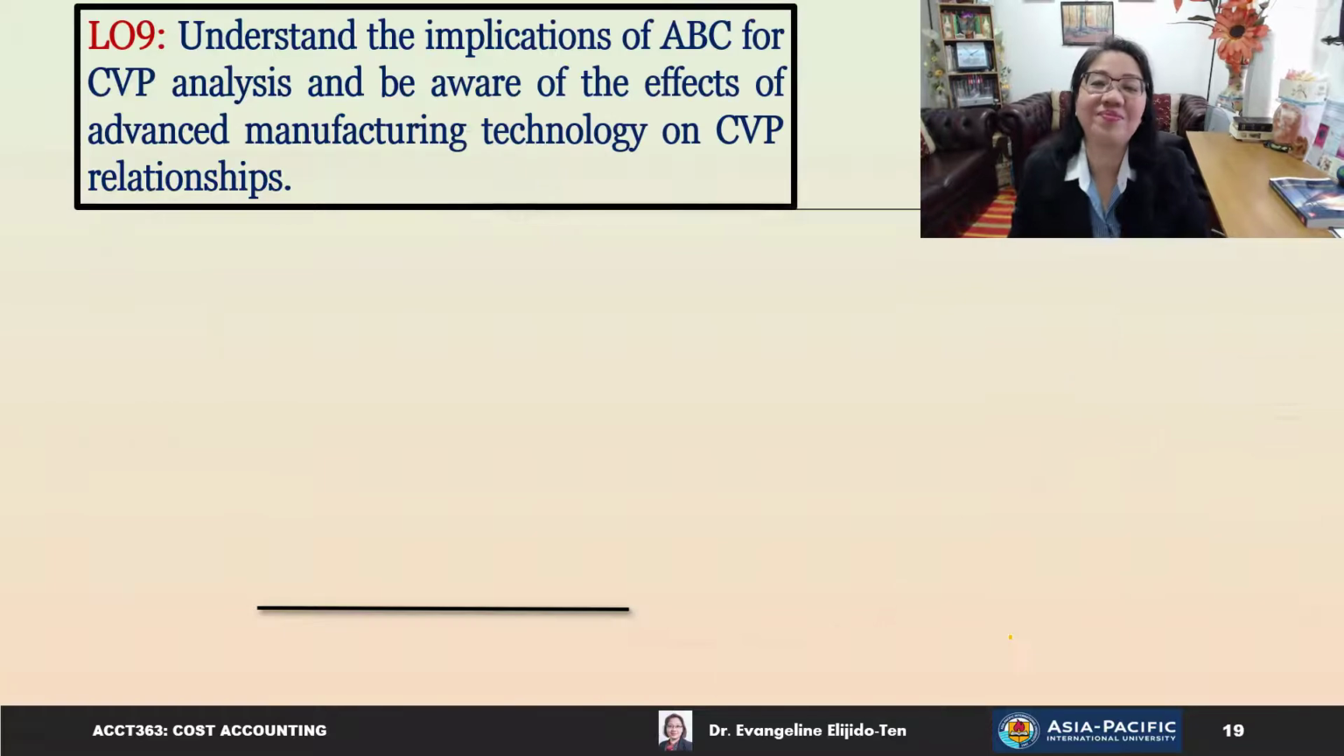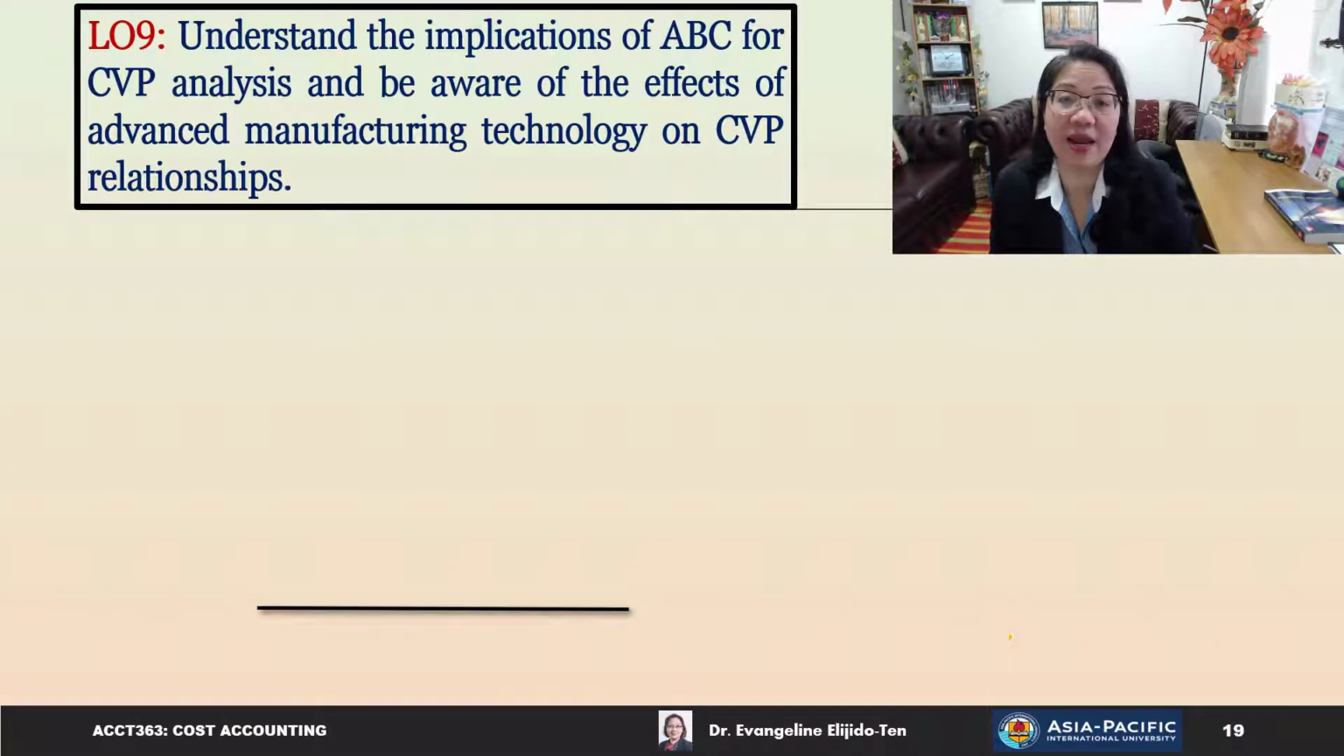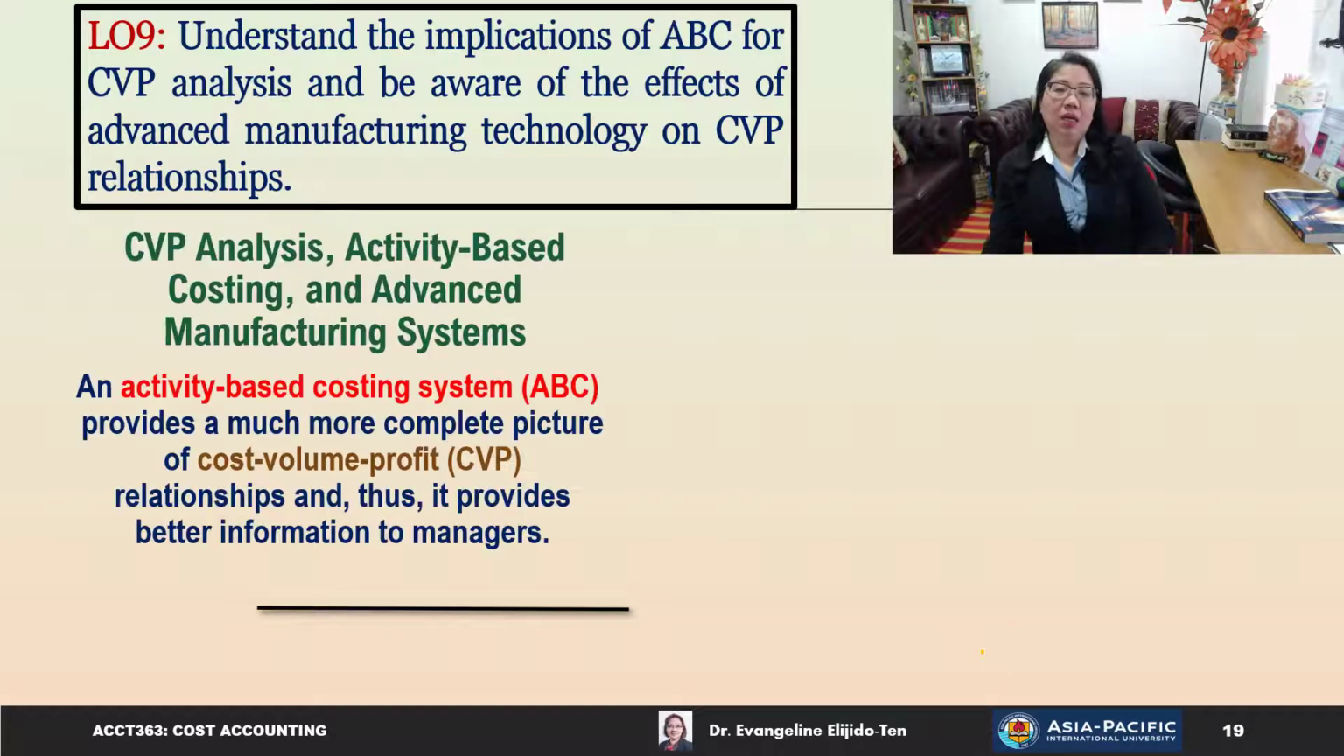All right. Let's go to Learning Objective 9. In Learning Objective 9, we'll understand the implications of ABC for CVP analysis, and we'll be aware of the effects of advanced manufacturing technology on CVP relationships. An activity-based costing system can provide a much more complete picture of cost-volume-profit relationships, and therefore it provides better information for managers. The traditional CVP analysis focuses on the number of units sold as the only cost and revenue driver.